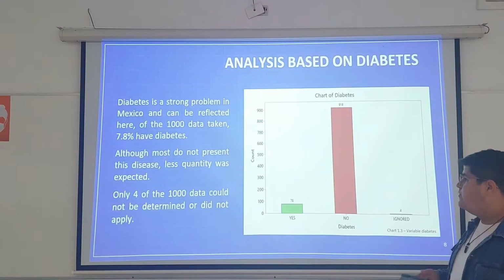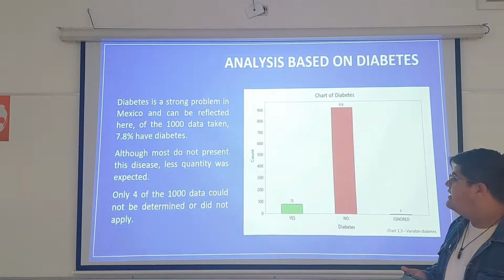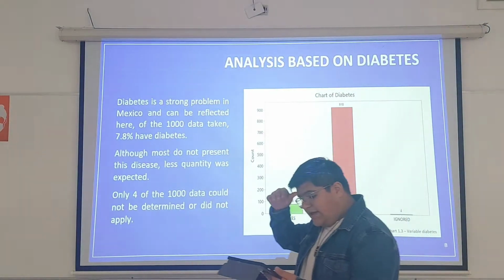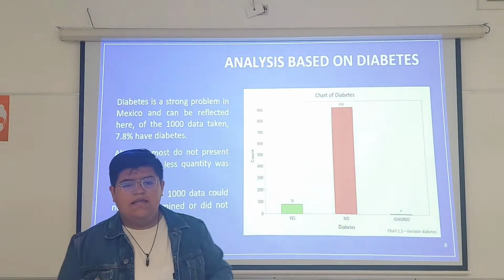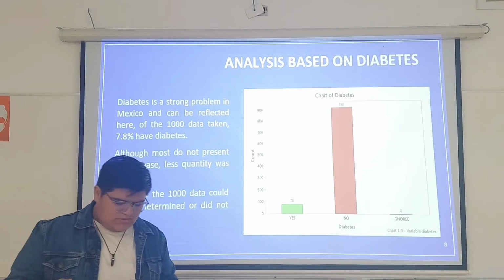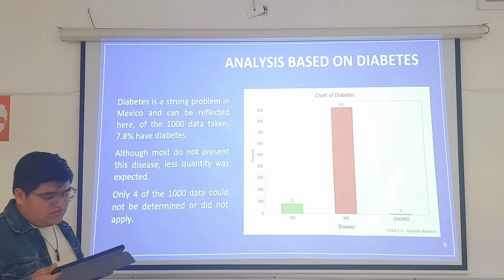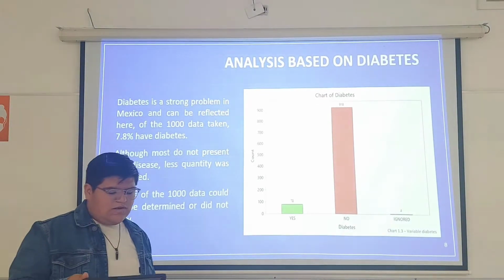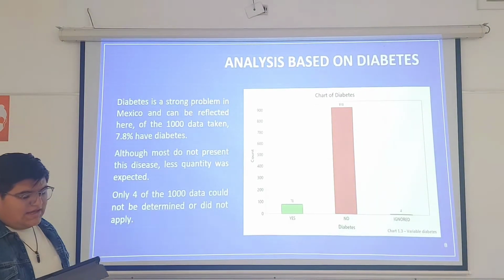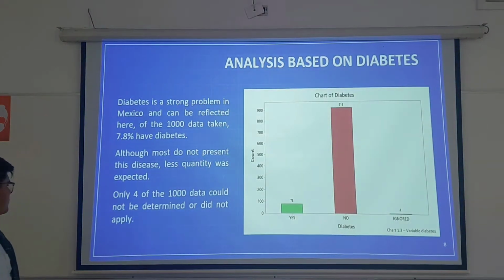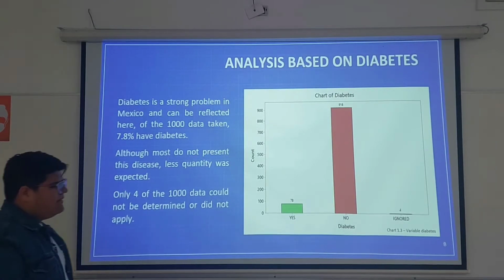Okay? Well, the next analysis is based on diabetes. Diabetes is a serious problem in Mexico, we know that, and it can be reflected here. Okay? Of the 1,000 data points taken, 7.8% have diabetes. Okay? And most do not present this disease, but a smaller quantity was expected. Only 4 of the 1,000 data points could not be determined or didn't apply. Okay?